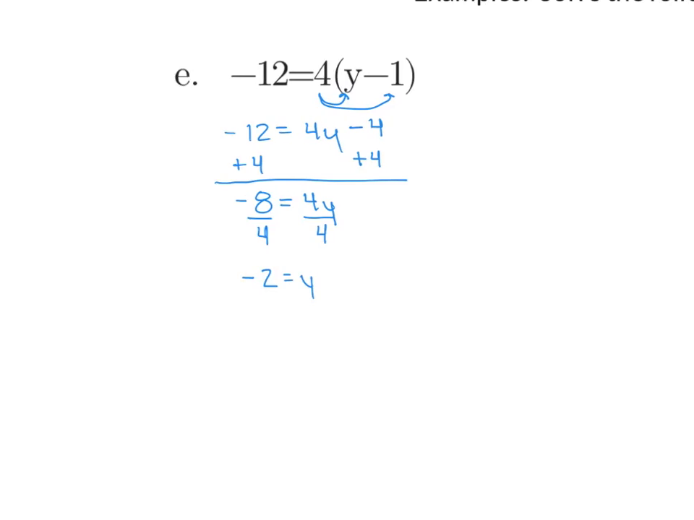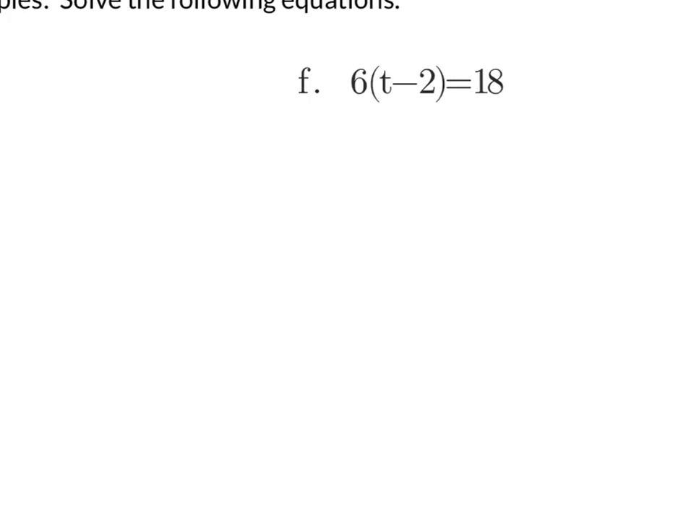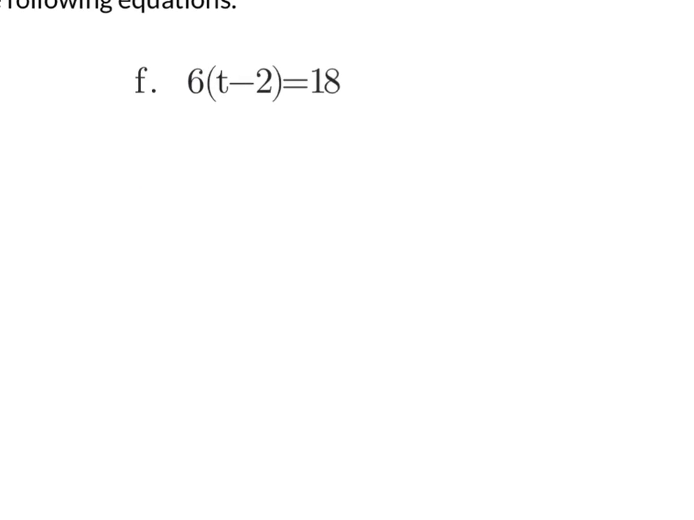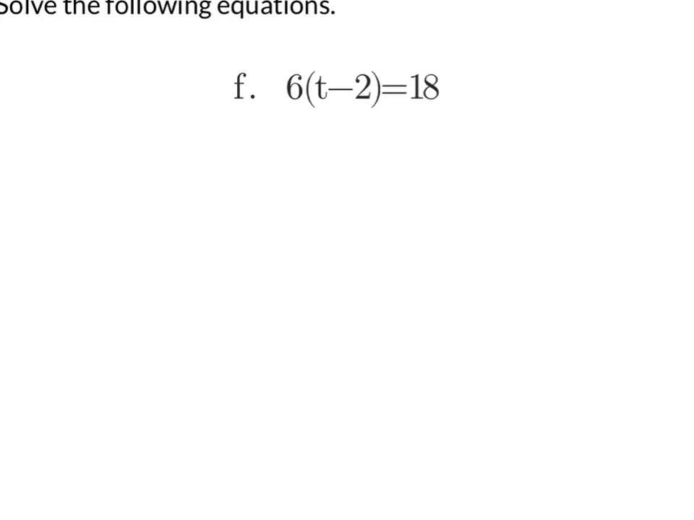All right, let's try one more. We have 6 times t minus 2 equals 18. Same thing, we're going to go ahead and distribute. We get 6t (6 times minus 2 is minus 12) equals 18.